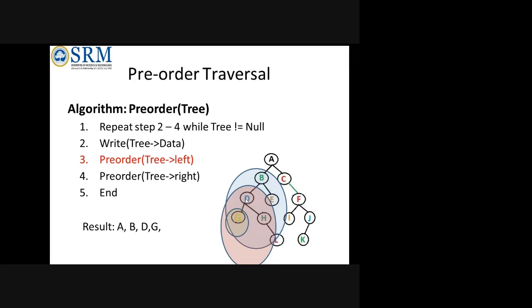So according to the algorithm, D is processed, that is, D is printed, because the data, the root, is printed, then the left is printed. Now your right has to be printed. So now it will move to H. Your H again, it will check whether it has a left and right child.